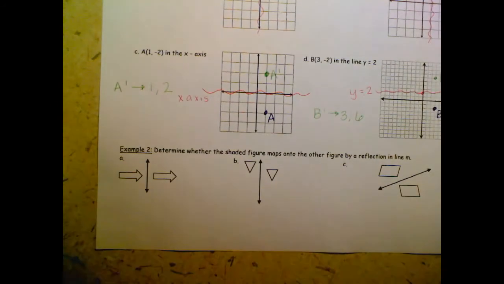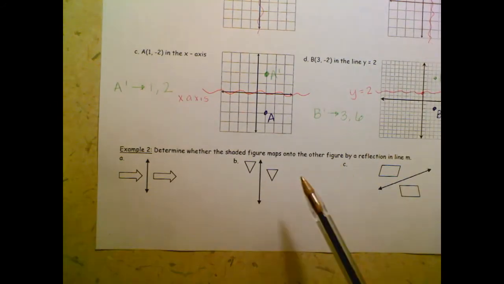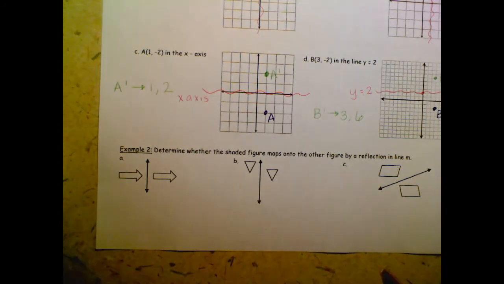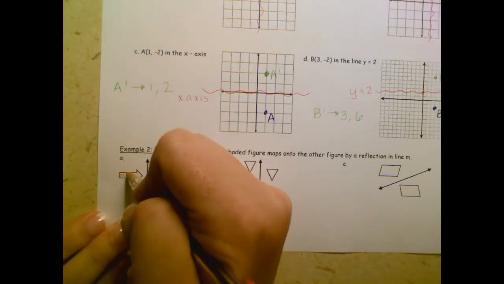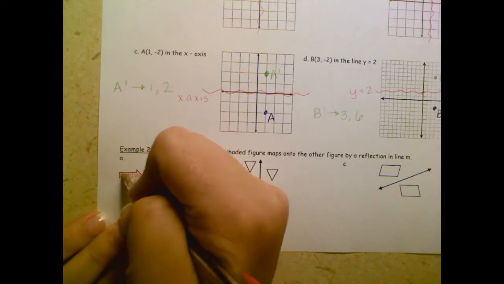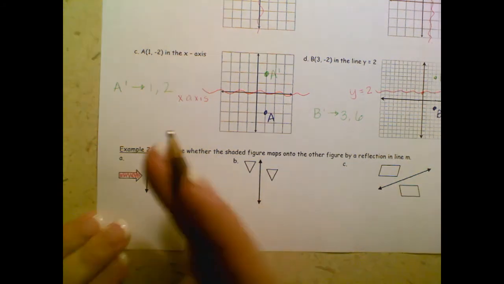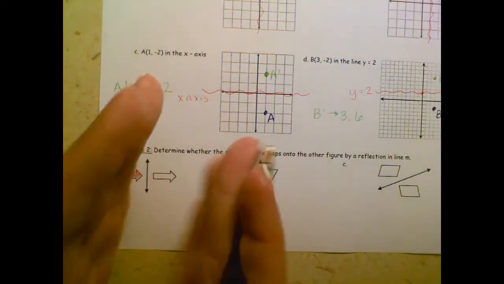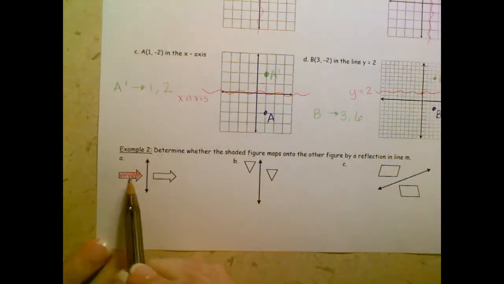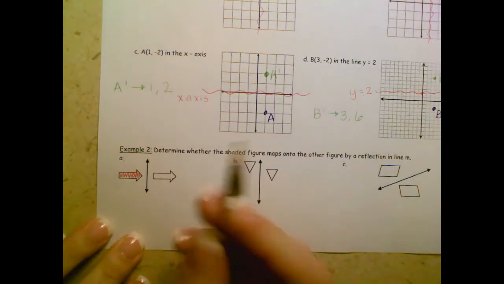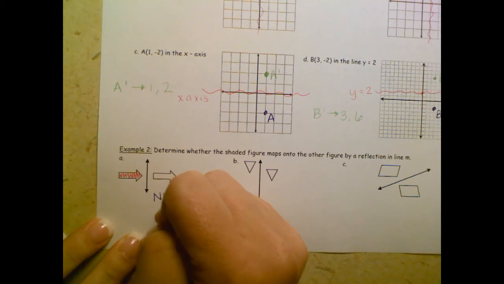All right, looking at example 2, we're just going to determine whether the shaded figure maps onto the figure of reflection. So this is actually the shaded figure. So I'm asking myself, does it map onto itself? If I were to fold my paper in half, would this arrow map onto this arrow? And no, it would not.